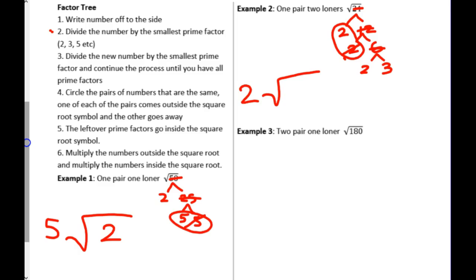So the 2 is going to go out here. But now I got 2 loners. So here's the question. If I have more than one loner, what do I do with those 2 numbers? Multiply. Not add. Nothing else. We are going to multiply. 2 times 3 is what? 6. So, square root of 24, no. It's really 2 square root of 6. Okay? Reducing or simplifying the radical. Example 3, I got 180. So what do I do first again?